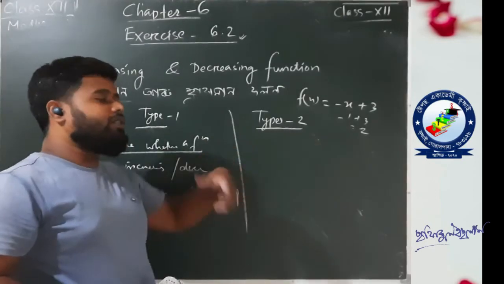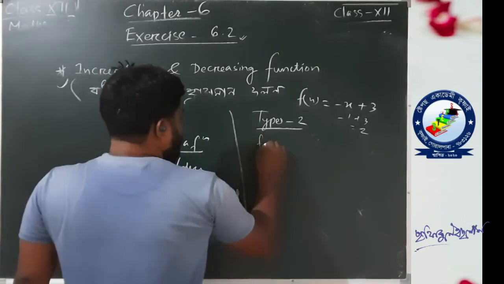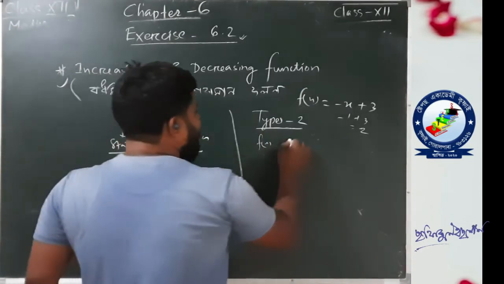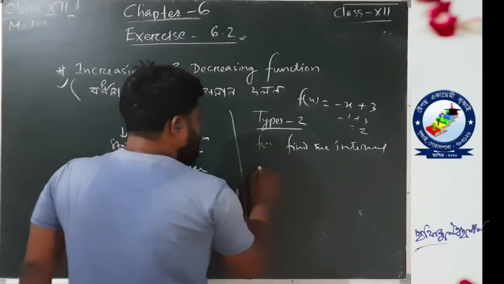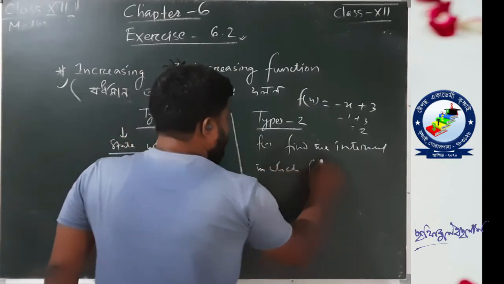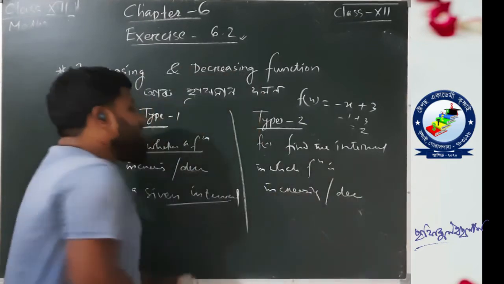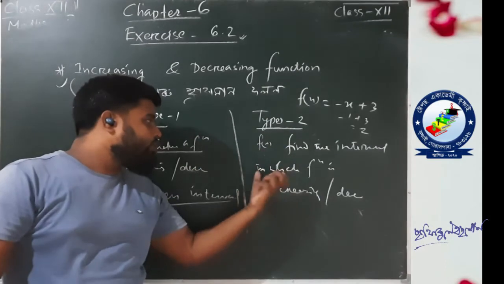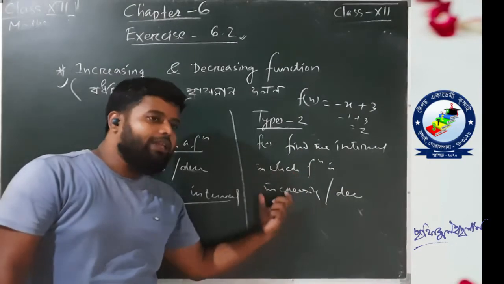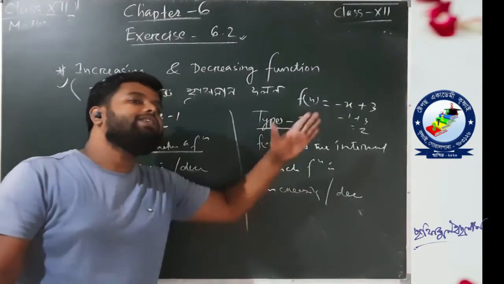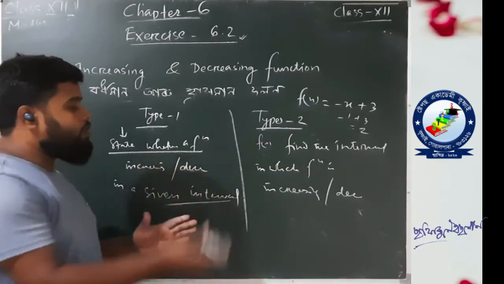আৰু সেকেন্ড, type 2 questions এনেকুৱা হ'ব পাৰে, suppose you are given a function and you have to find the interval in which the function is increasing or decreasing. In type 2 এটা ফাংশন দিয়া থাকিব, আমি ইন্টাৰভেল উলিয়াব লাগিব যে কোনটো ইন্টাৰভেলত ইনক্ৰিজিং হয় বা কোনটো ইন্টাৰভেলত ডিক্ৰিজিং হয়.